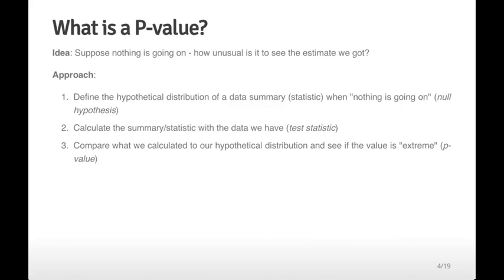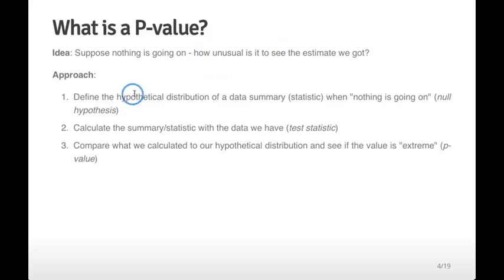So what is a p-value? The basic idea at a general level is, suppose that there really is nothing going on. There's no relationship between the variables that you're performing a regression analysis on. How unusual is it to see the estimate that we got? This is a little bit of a different question than you might think. It's not necessarily the question of how likely or unlikely it is that there's a relationship between the variables. It's actually just how unusual it is to see this estimate that we got if there was nothing going on at all.